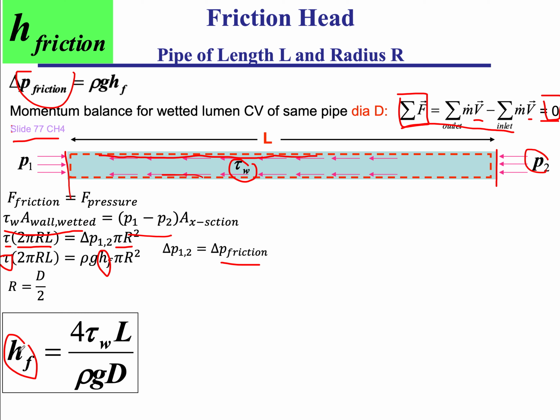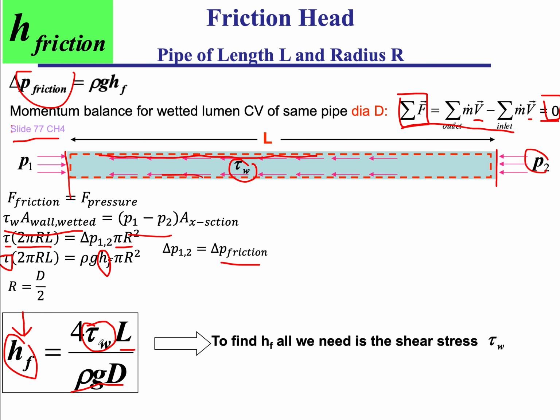So we find that the friction head loss is really dependent on the wall shear stress. So if I need to find what my friction head loss is, I need to find out what my wall shear stress is. And the rest is properties, geometric and fluid properties. Okay, so that's progress. We now need a way to find the wall shear stress. Well, how do we get the wall shear stress?